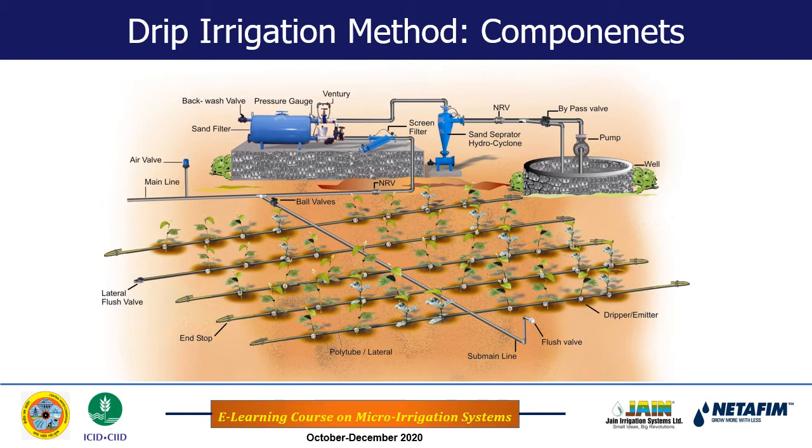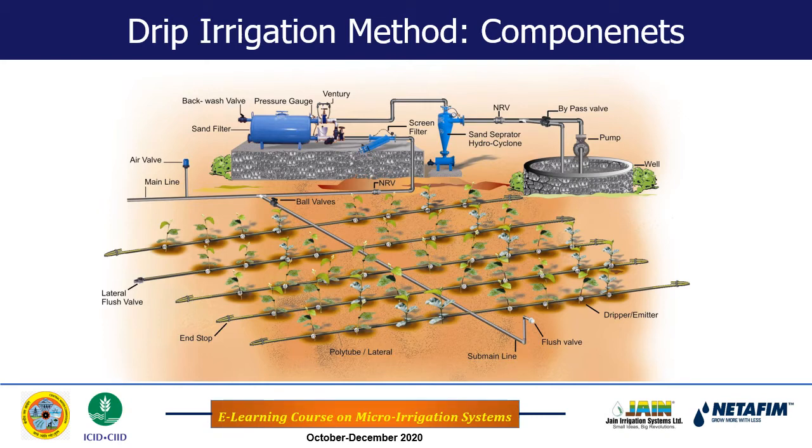For example, in the drip irrigation method, the emitting device is the dripper or emitter. It emits the water in the form of discrete droplets over the soil surface. In the case of subsurface drip, instead of applying the water in the form of discrete droplets over the soil surface, it is applied 10 to 15 centimeters beneath the soil surface.